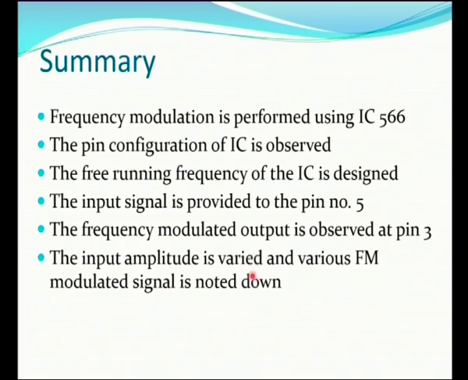You can use the next level of circuits to convert this triangular wave to sine waves. The input amplitude is varied and the various FM modulated signals are noted down. This is the overall summary. This is very easy to do with IC 566, which is dependable, and reliably you can see the output waveforms. If not, we can just purchase an FM modulator kit.